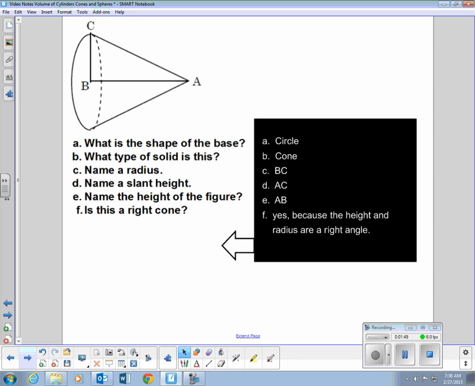Just so that you make sure you understand your vocabulary. Expect there to be a right angle here because of the height and the radius. Again, this is a right cone. And then expect to be able to do Pythagorean theorem or trig or special right triangles or any of those following information with a cone because you have that right triangle in there.